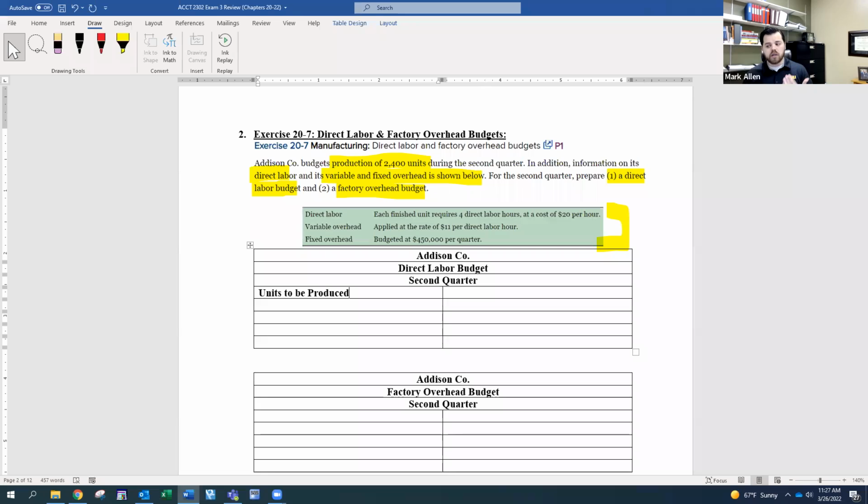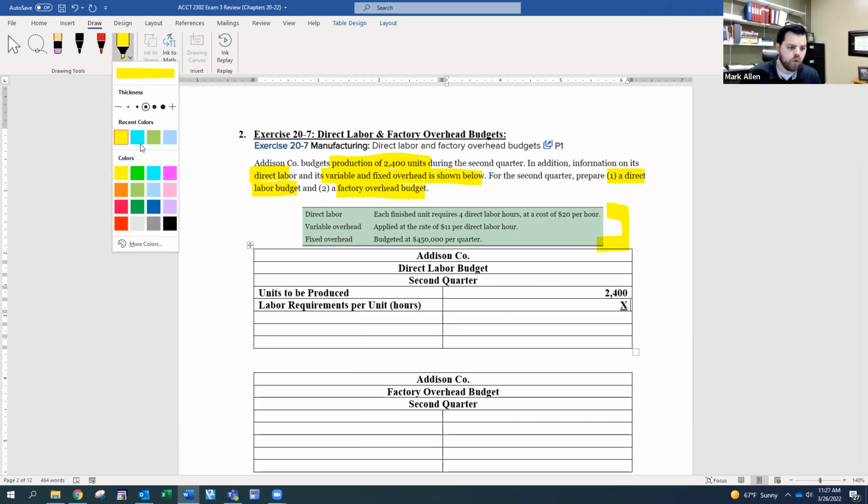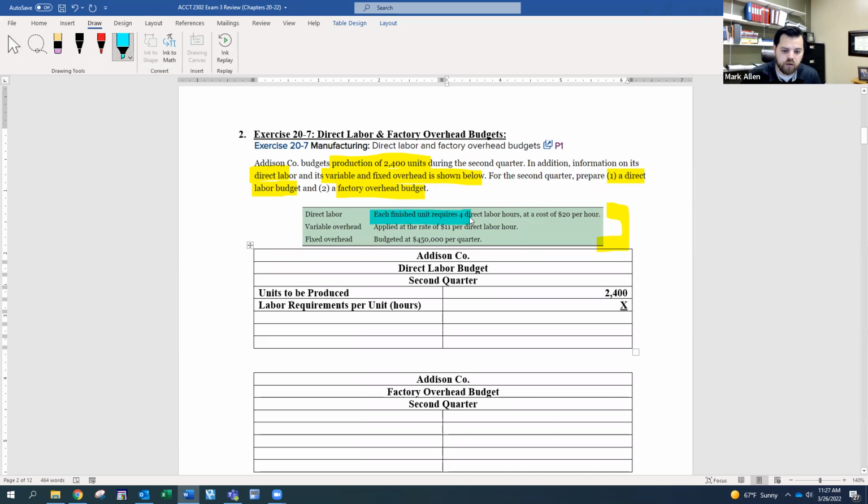So because of that, we need to start back at our units to be produced. We were told that was 2,400. Now, the next thing that we wanted to look at here is our labor requirements on a per unit basis. And of course, remember, this will be in hours. So if we look up in our green table, we are told right here in this blue, each finished unit requires 4 direct labor hours at a cost of $20 per hour. So that's what we're going to need. We're going to need 4 hours per unit. That will give me my total labor hours that we need. Doing that multiplication is 9,600 hours.